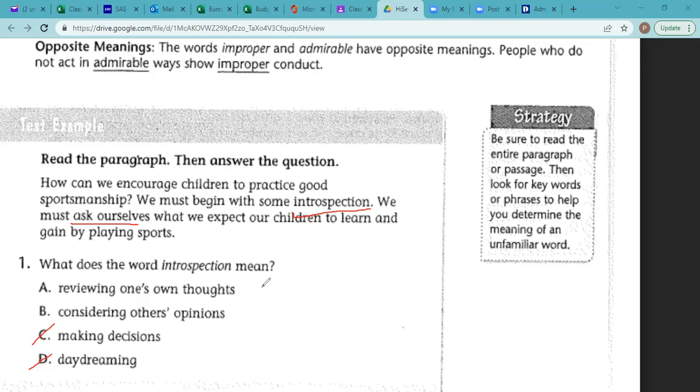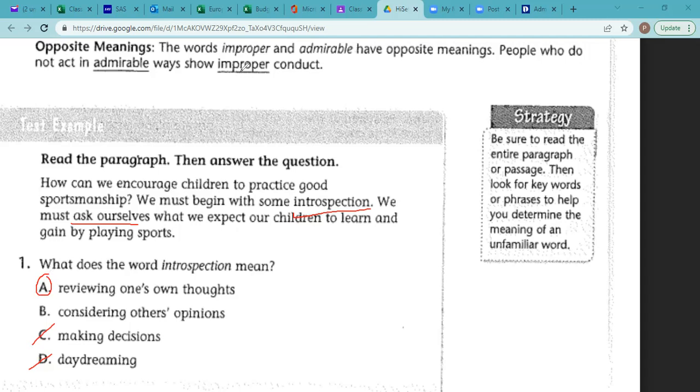So which one of these definitions between A and B would be asking ourselves? And that would be A, reviewing one's own thoughts. So, introspection.